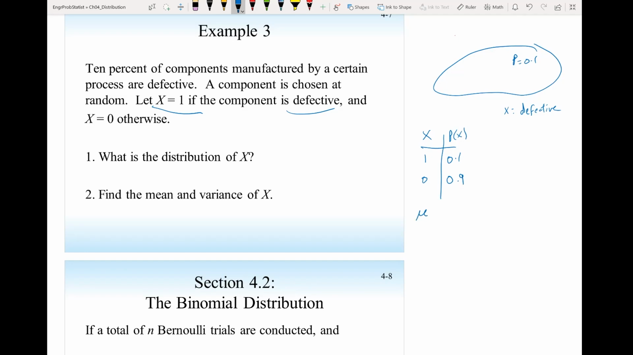Well, mu x is just p, so that's 0.1. So the average of defect is 10%. Find the variance of x, that is p times 1 minus p, so that is 0.1 times 0.9, so that's 0.09.